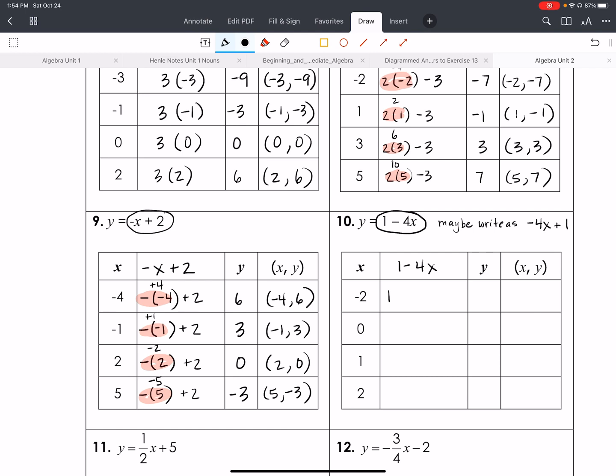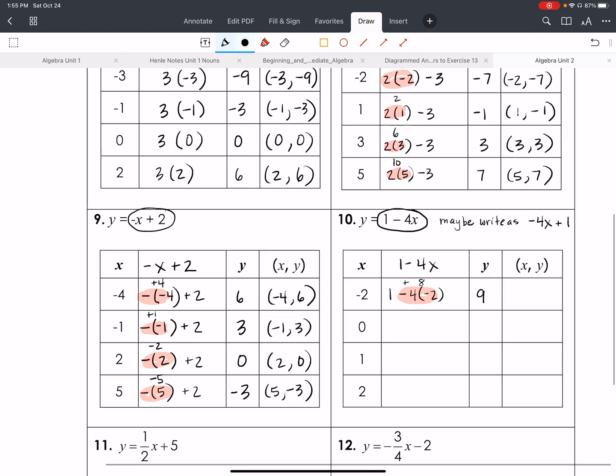And we put our inputs in where the x is. So 1 minus 4, and this is 4 times x, so 4 times -2. And always do the multiplication first using that sign out front. That will help you. So this is really now plus 8. -4 times -2 is +8. So I'm going to replace that whole thing with +8. So 1 plus 8 is 9. So when I put them together and I put an input of -2, I get an output of +9.